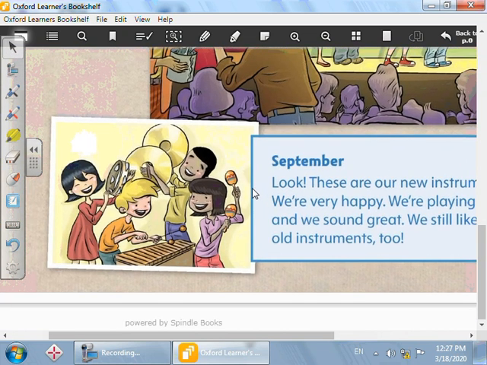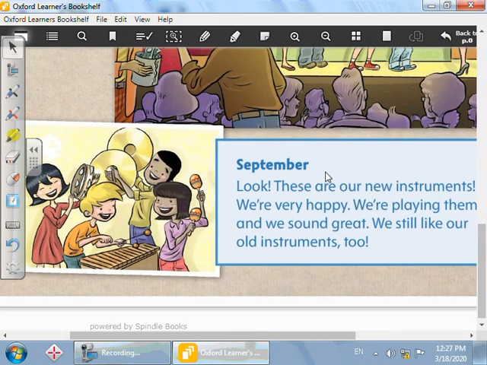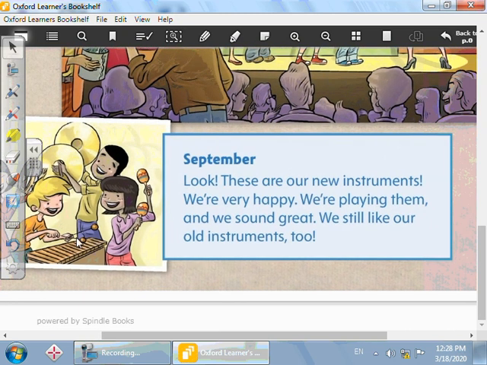Okay, now let's see here. September. Look here, guys. Look at the instruments that the kids are holding. Are these the old ones or the new ones? Of course, they are new ones. Now let's see what happened. September. Look, these are our new instruments. We are very happy. We are playing them, and we sound great. We still like our old instruments too.